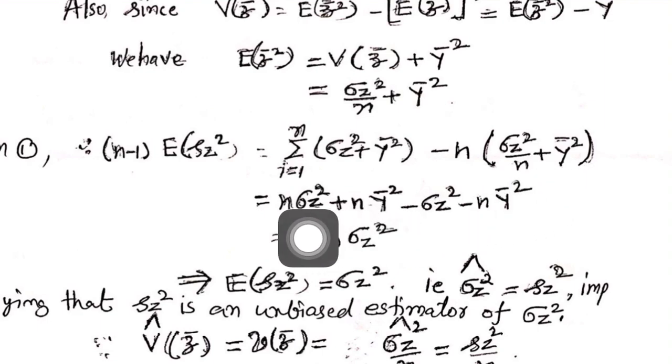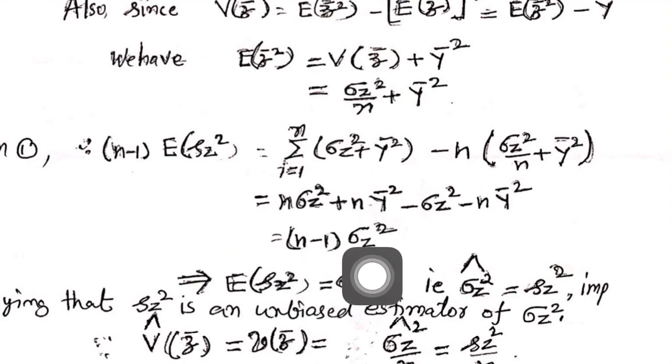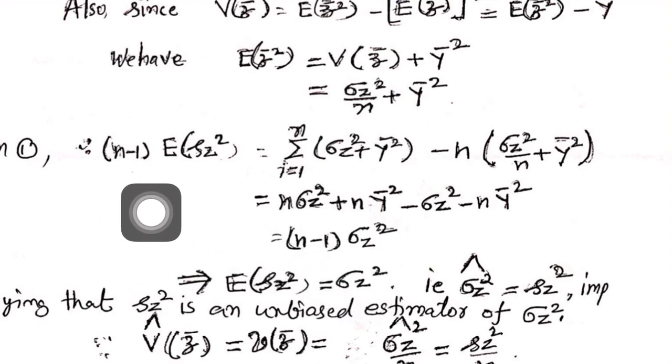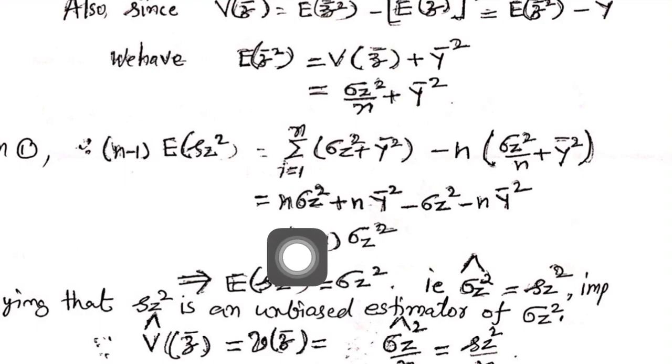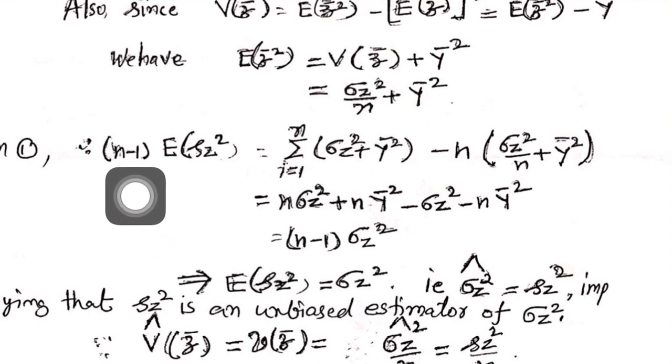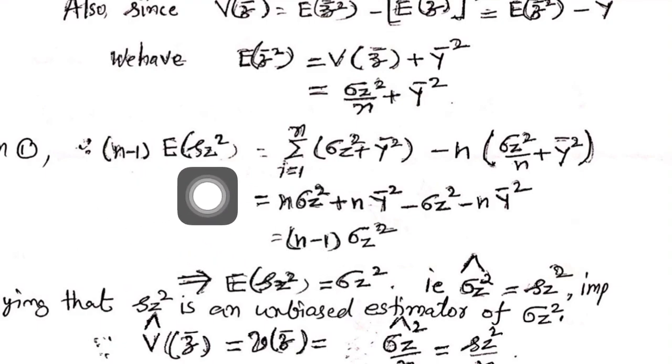Expanding and simplifying, we get (n-1) times sigma z square. So we can cancel (n-1) from the left-hand side and the right-hand side, provided that n is greater than 1. If n equals 1, both sides are 0, so cancellation is not possible. If n is greater than 1, you will see that two positive quantities which are equal can be cancelled, so that you will get expectation of s z square equal to sigma z square.